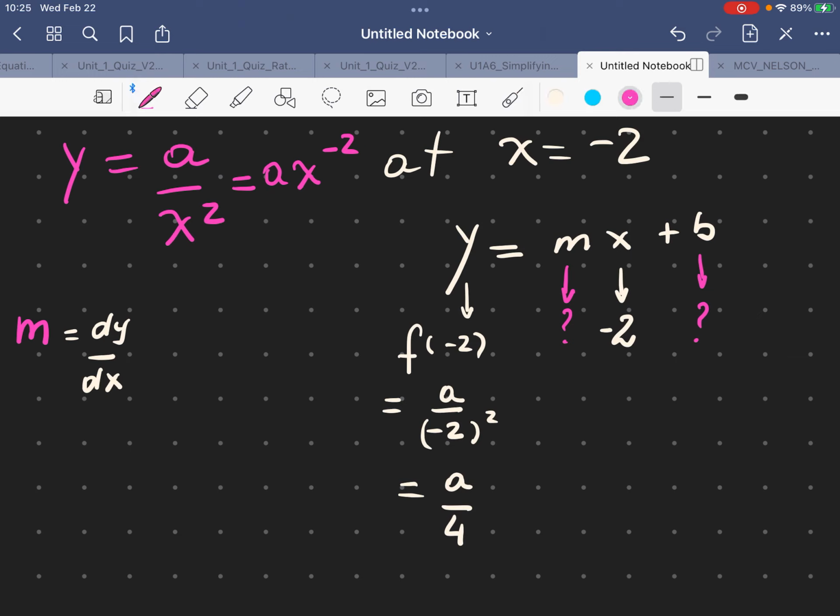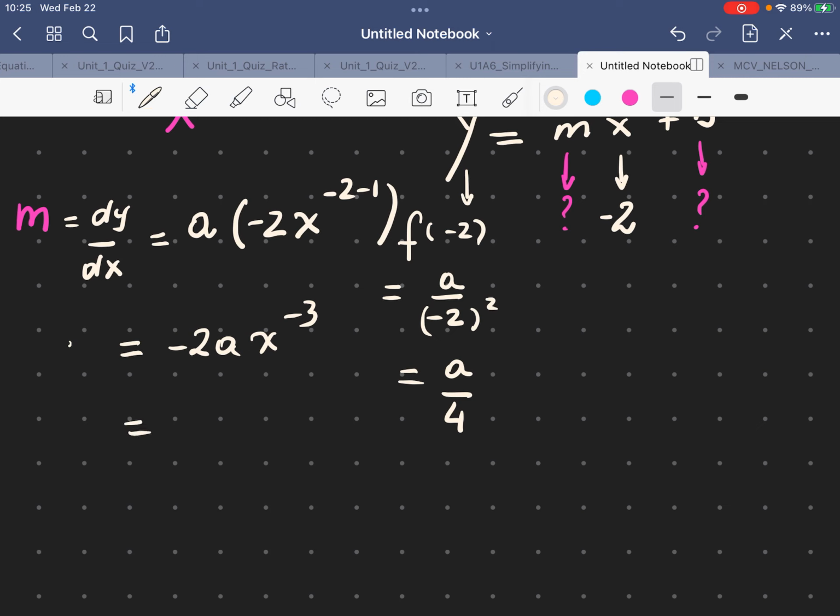What we are trying to do here is differentiate ax to the power of -2. By simply using the power rule, we'll have a, the coefficient of x will become -2, and the power of x will reduce by 1, so -2 minus 1. Therefore, the derivative is equal to -2a x to the power of -3. In a more simplified form, this would be -2a over x to the power of 3, and this would be the slope at any point x.